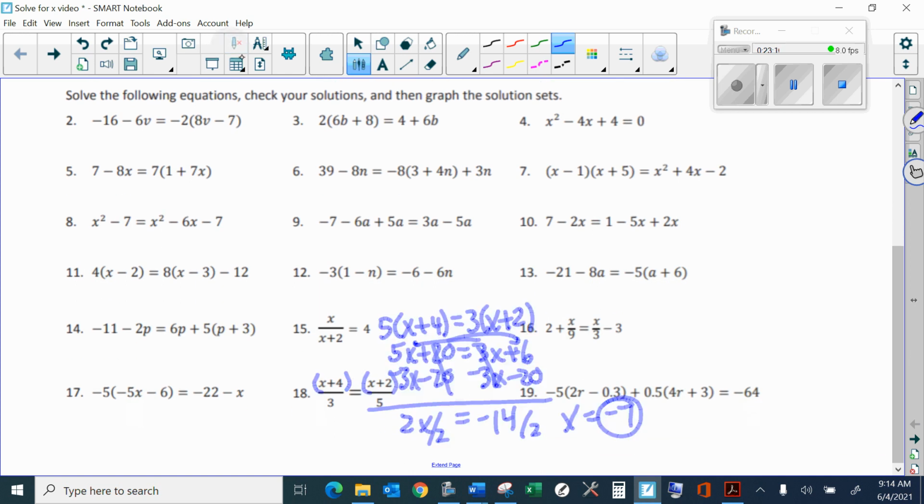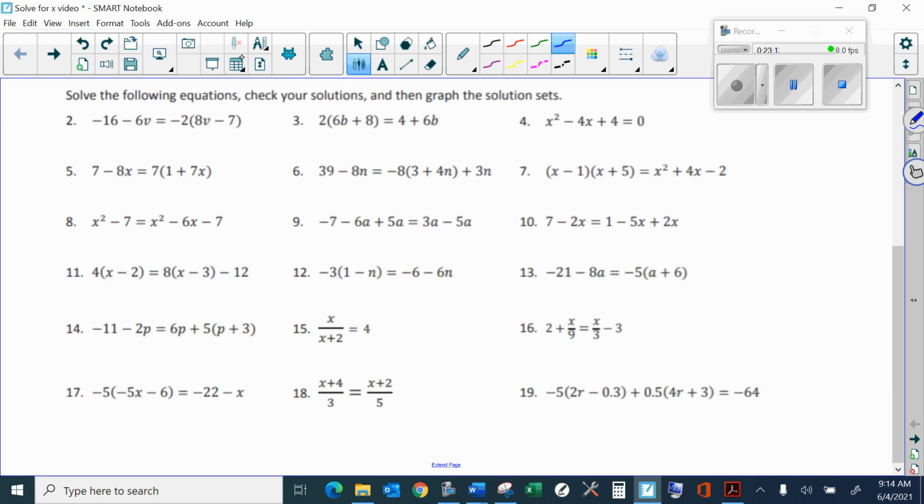All right, last one. Okay, let's see. Let's go ahead. All right, we'll go ahead and just do 19. On this one, I have an integer there. We'll go ahead and distribute first, then see about doing something.